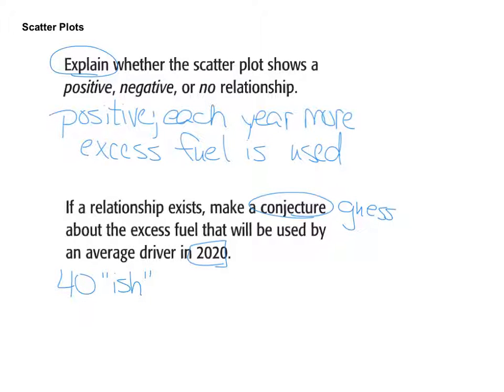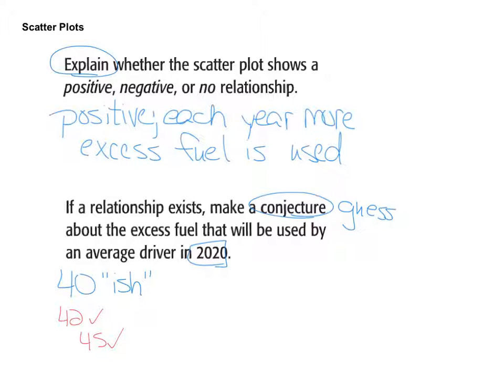Okay, so these two variables, the year and the amount of excess fuel used, show a positive relationship, or remember, correlation. You might also see that word. Each year that goes up, there's more fuel that's used. Now, as far as the conjecture goes, it's kind of hard to miss this. Your answer should be 40 something. If you said 42, that would be good. If you said 45, that would be good. Anything that would fit with the data and with the table that you see.